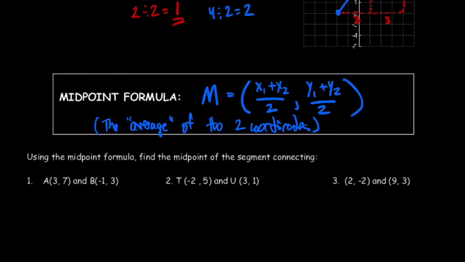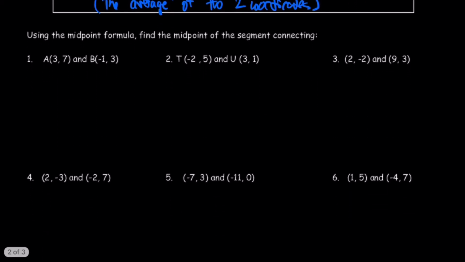Okay, so let's try using that formula. First example, find the midpoint of A and B. Use your notation: capital M equals, parentheses, x1 plus x2. The x values are simply the first numbers you see in each point. And it's plus. Here's probably the most difficult part of this unit, dealing with the negatives. So I always write down 3 plus, and then whatever the other number is. In this case, it's -1. I'll divide that by 2, comma, 7 plus 3 divided by 2.